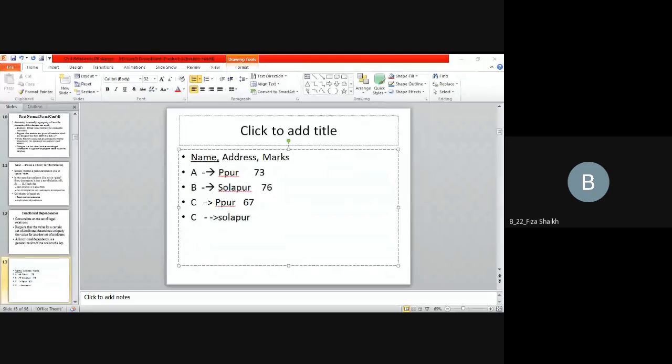Ma'am, there is a possibility of address redundancy, but yes, it's possible. Any other answer? Anybody else would like to comment on this?